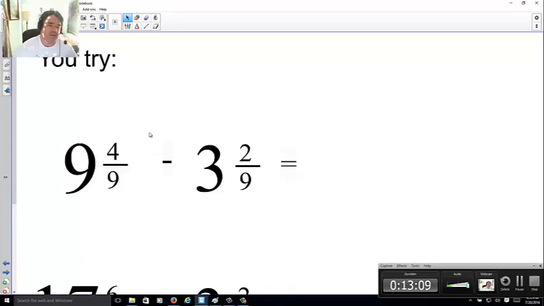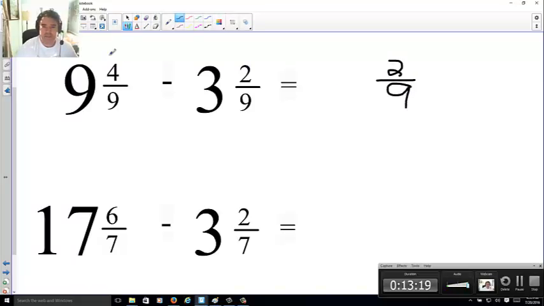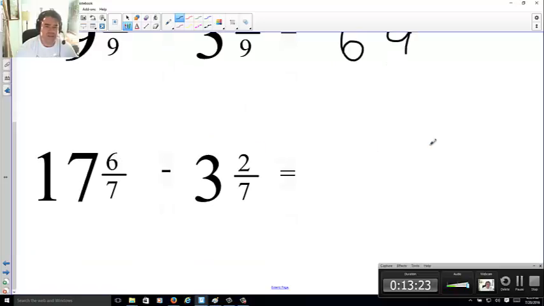You try. Go ahead and give this a shot. This one and this one, go ahead and pause. Let's see how you did. 4 minus 2 is 2. Still being divided by 9. Big 9 minus big 3 is 6. Here, 6 minus 2 is 4 over 7. And big 17 minus big 3 is 14.